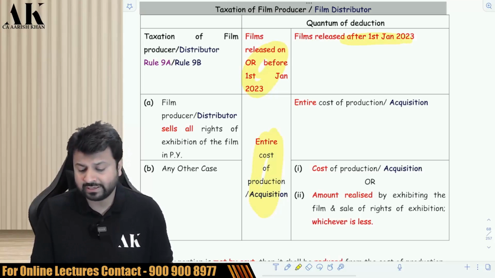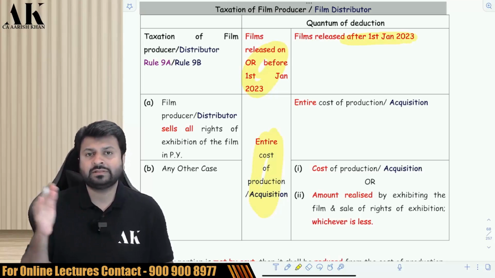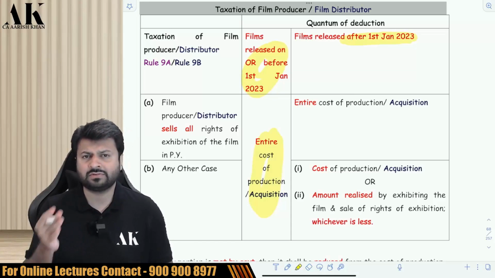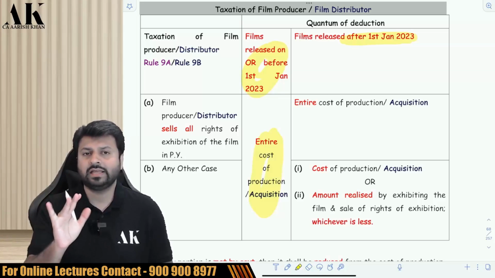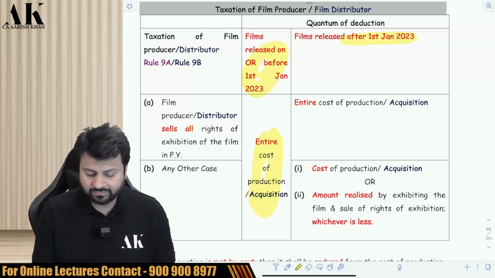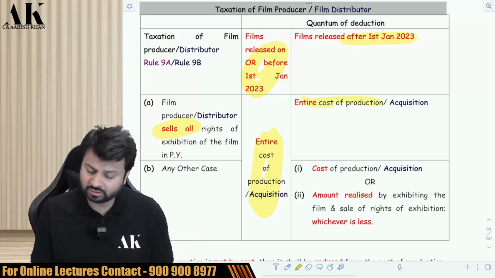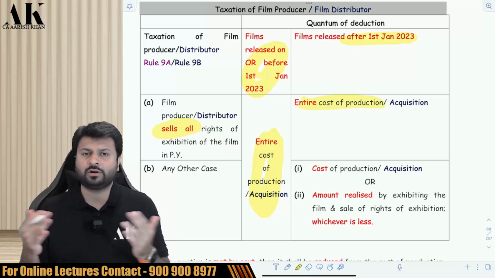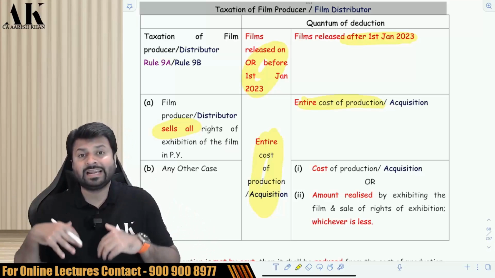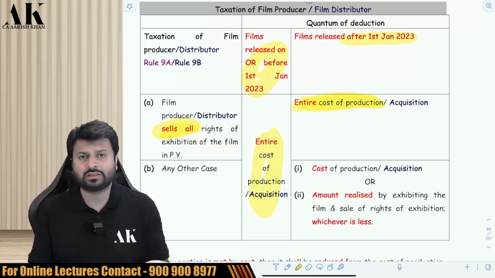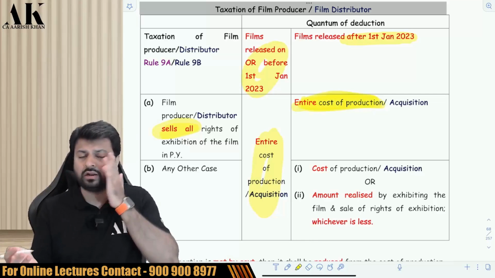But if the film is released in the last 90 days, that is if the film is released after 1st Jan 2023, that is if the film is released from 2nd Jan to 31st March, then you have to wait and watch. Then if the producer sells all the rights of the film, then also you can reduce the entire cost of production, because the producer has sold all the rights and he has recognized the entire income, and therefore you can recognize the entire cost also, because if the producer has sold all the rights, then you also have the right to recognize the entire cost.